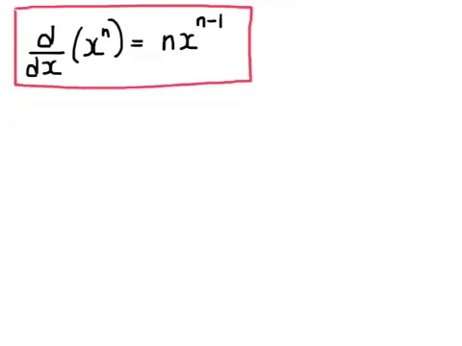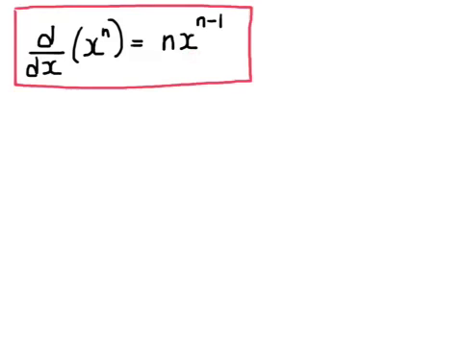Hi everyone, we're going to start today by looking at differentiation, and what we've got at the top is the formula that we're going to use today. Now, what does this formula say? It says d dx, which means differentiate with respect to x to the power of n, which is any power of x, we get n times x to the n minus 1.